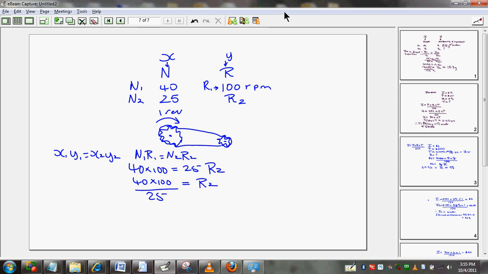If you work out that, how much do you get? 160 revolutions per minute. And that makes sense, because if this big one is going around 100 times, this is going to go around more times because it's smaller. So every time this goes around one, that goes around more than one. If this goes around 100 times, it'll actually go around 160 times in 1 minute. So that was an interesting question, and this is how we would do it. 160 RPM is the answer for that one.